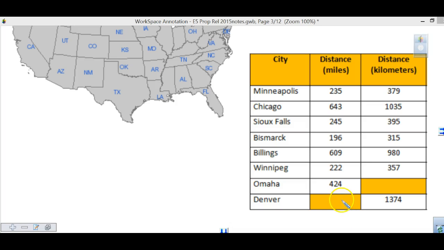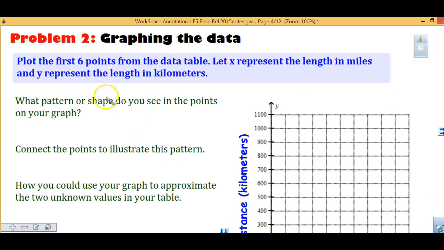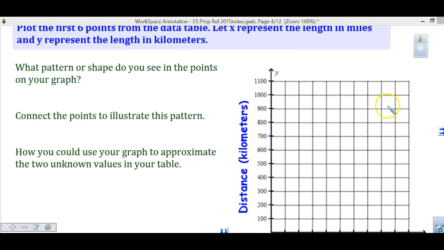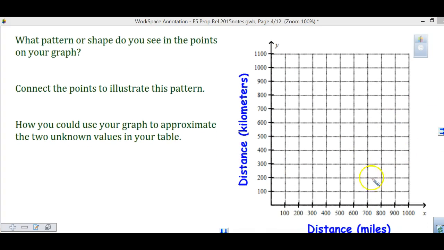As we look at this data, we are going to be taking a look at some of the different points on our graph. So the first thing we are going to do is plot 6 points from our data table, and X is going to represent the miles and Y is going to represent kilometers. Now, you're going to notice you kind of have to turn back and forth. So I am going to have you plot these points, and I'm just going to write them down here to the side.